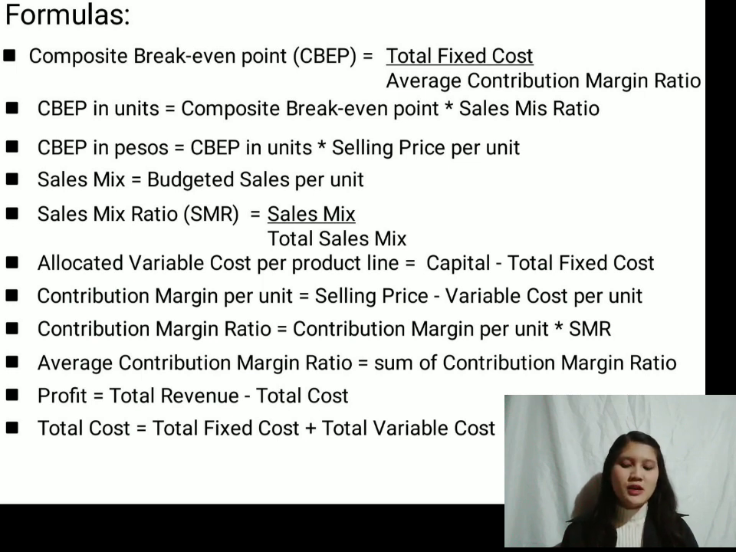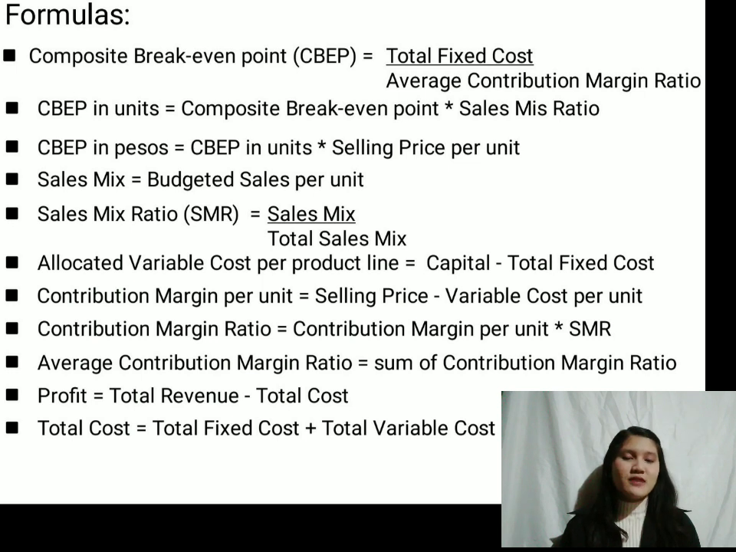this problem. So we have the composite break-even point, which we can get by dividing total fixed costs by average contribution margin ratio. Composite break-even point in units is equal to composite break-even point times sales mix ratio. Composite break-even point in pesos is equal to composite break-even point in units times selling price per unit.